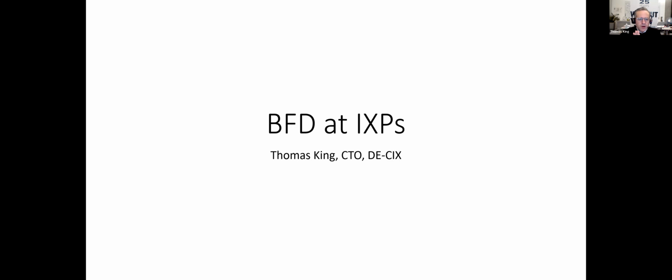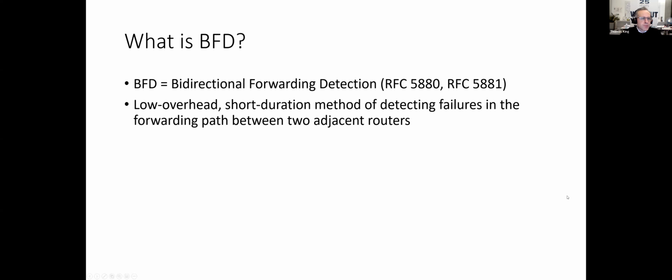I want to talk about BFD at IXPs. And let me directly jump to what BFD does. BFD is bidirectional forwarding detection, and it's defined in RFC 5580 and 5581, and there are a couple other RFCs about that, but the technology I want to discuss with you here is about these two RFCs.